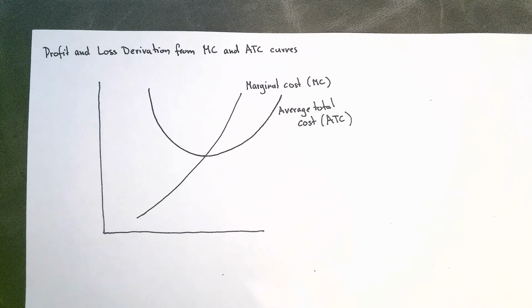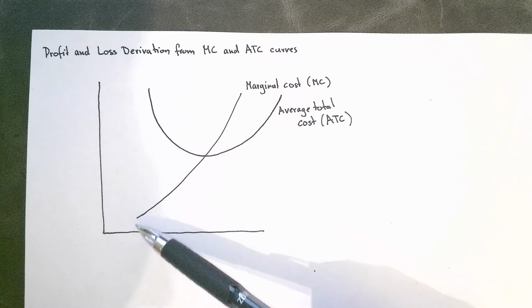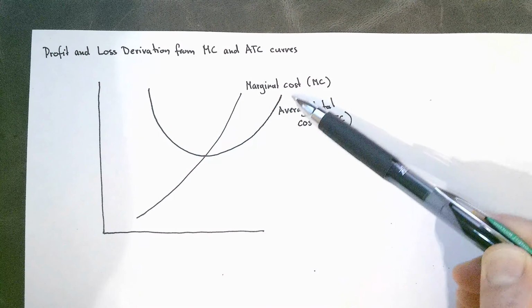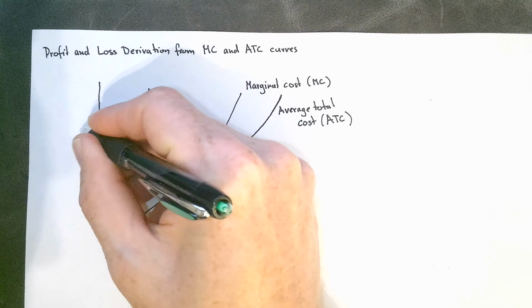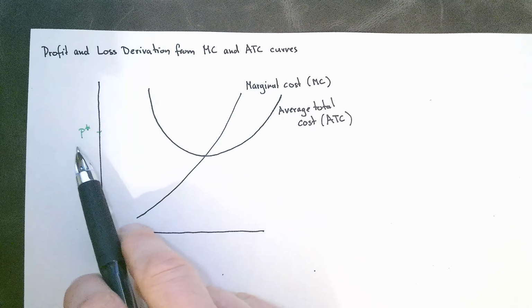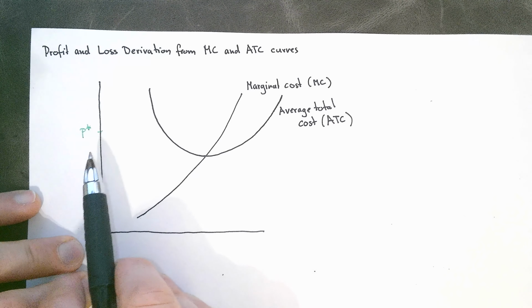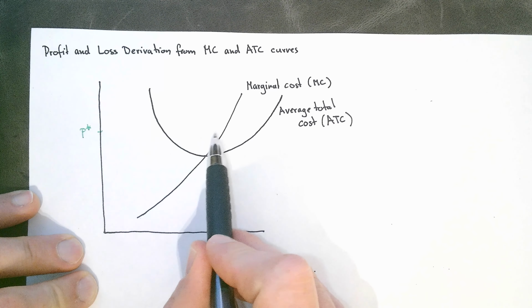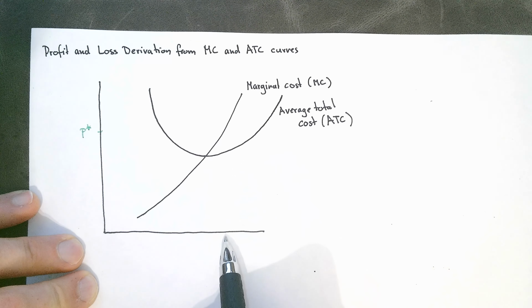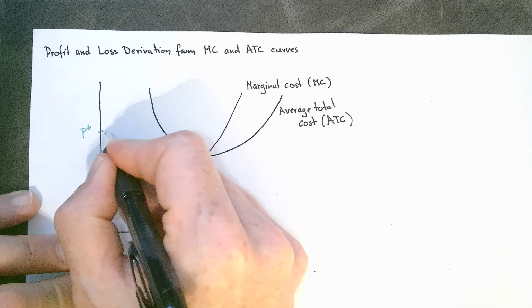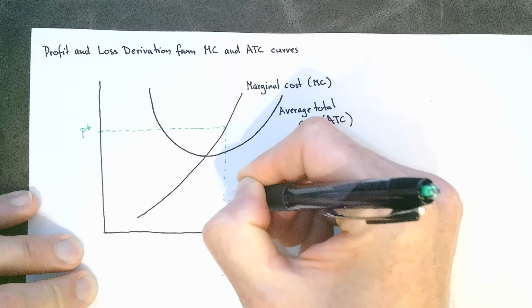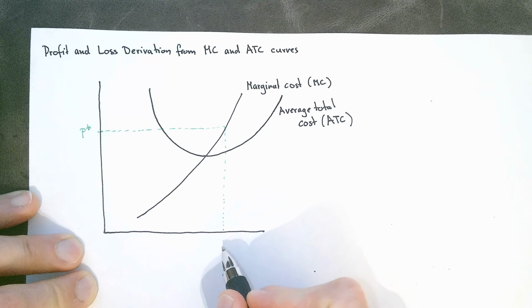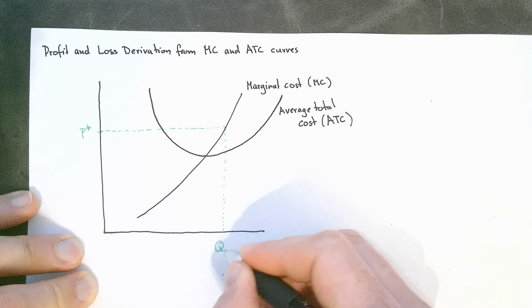So in this video, we are going to see how we can derive the profit and loss of a firm based on the marginal cost curve and the average total cost function. So imagine that we have a market price that is P star, and we know that the individual firm sets the price equal to its marginal cost to determine the quantity produced. So we have the price where it intersects the marginal cost function, and the quantity that the individual firm is going to produce is QF.